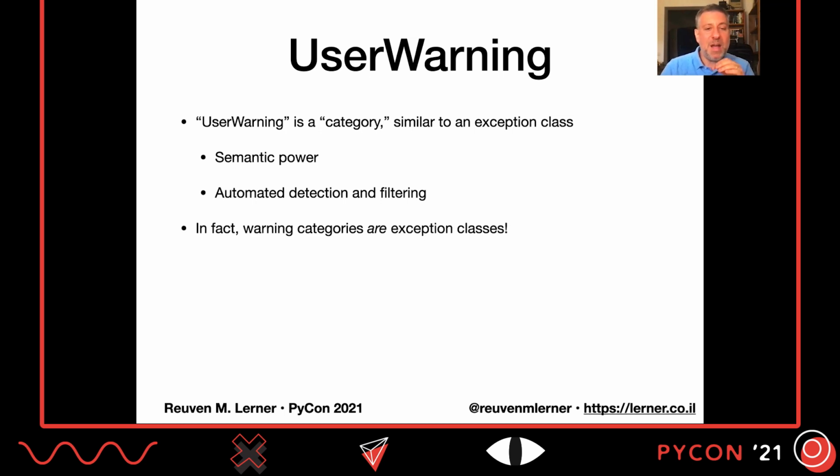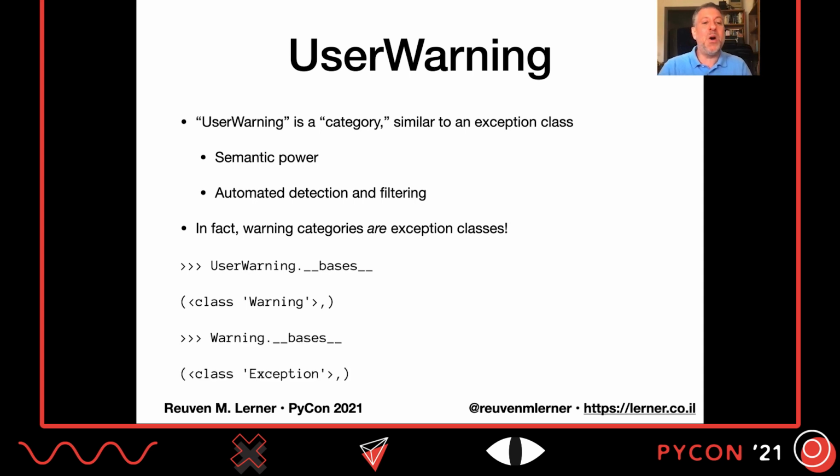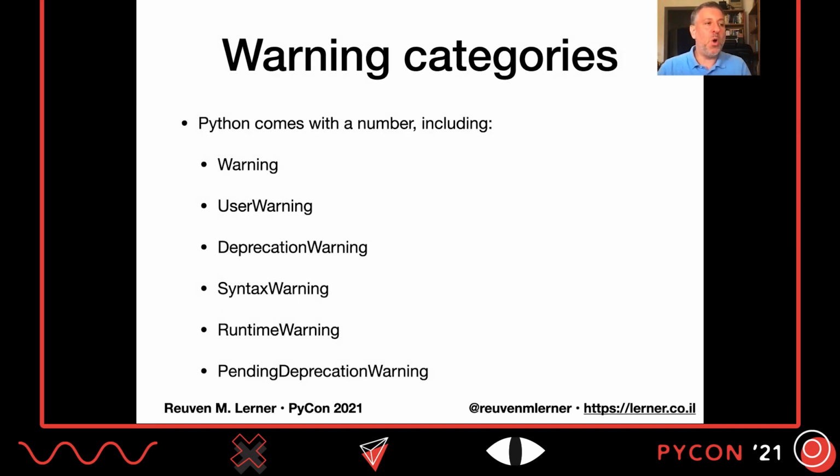By the way, warning categories are exception classes. How do I know this? Well, if I go to user warning and I say, what is your dunder bases? And dunder bases is how a class in Python indicates what it inherits from. And it inherits from class warning. All right, so warning is sort of the overall parent class for all warnings. But then I go to warning and say, hey, warning, what are your bases? It says, oh, I inherit from exception. So warnings are exceptions, at least in a technical sense, but they're handled separately and differently. You're not going to raise a warning typically, although we'll see how you can turn warnings into exceptions if you really want. So built-in warning categories, there are a whole bunch of them, right?